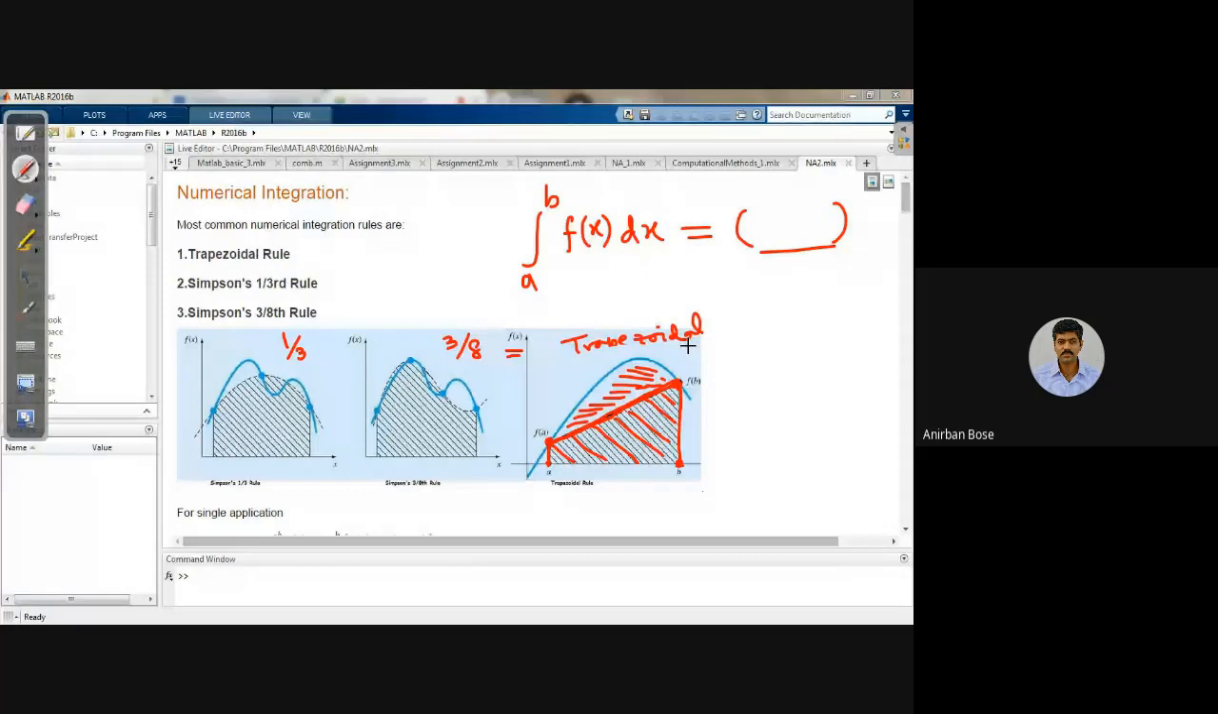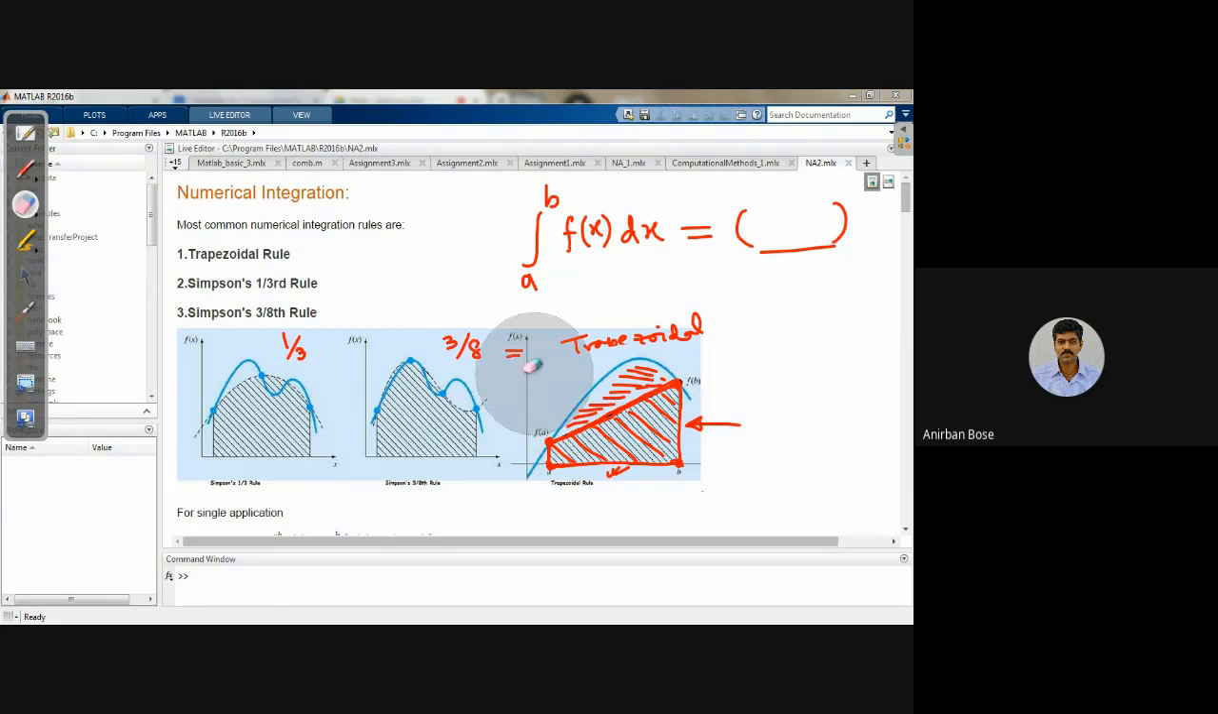Now, what are the other rules? Let us first try to understand. Here we are considering only one segment. That means this segment is completely A to B. Definitely we can improve this particular technique, this trapezoidal rule. How can we improve it? We can take small segments instead of a single segment. Here we have taken only a single segment from here to here, and we have considered only one trapezium.